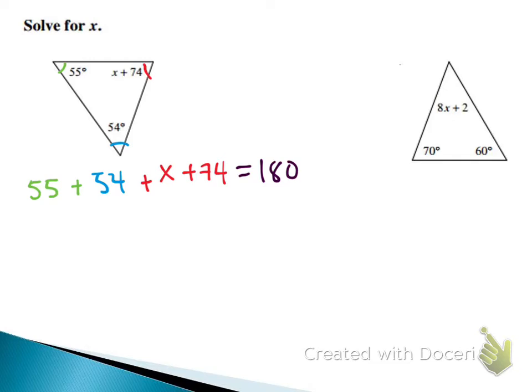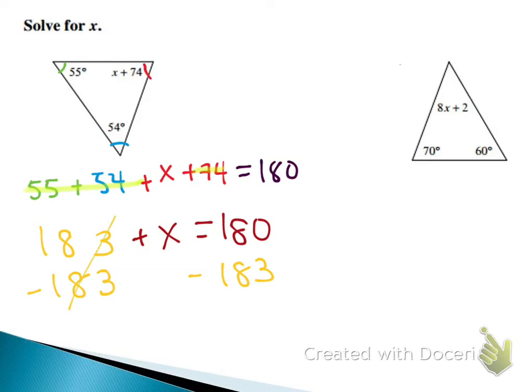We can talk about a second method in a second. We're going to combine like terms. So add all the numbers. You've got 55, 54, and 74. Yeah, it's 183. 183 plus x equals 180. Last step, subtract 183. So x is going to be negative, which is fine.